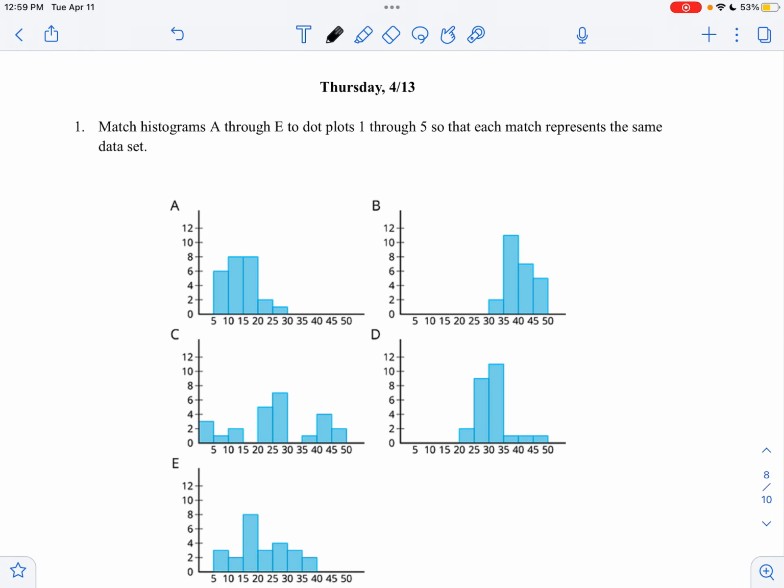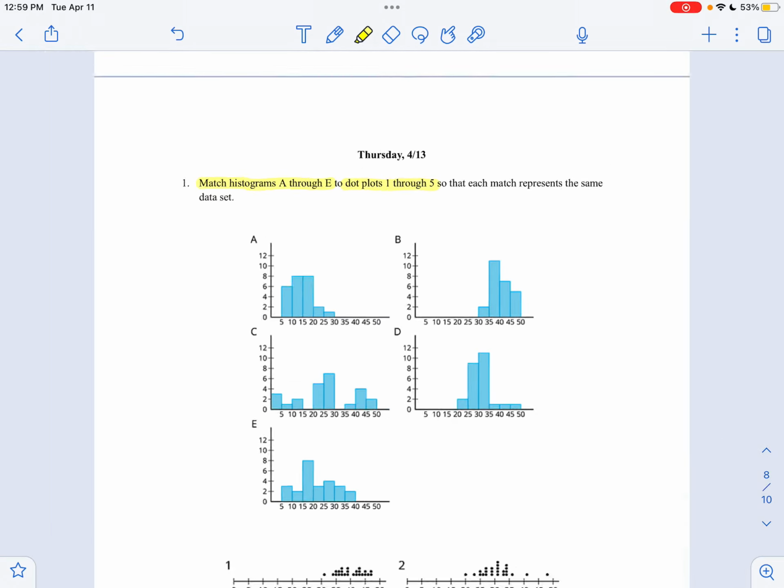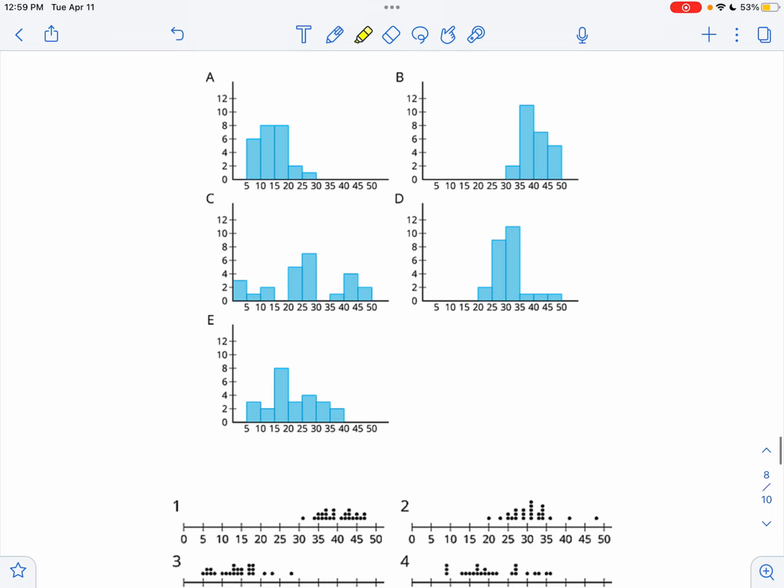Finally, we have Thursday night's homework. On Thursday night, your first task is to match the histograms to the dot plots. Match histograms A through E to dot plots 1 through 5 so that each match represents the same data set. Here's how we want to think about this.